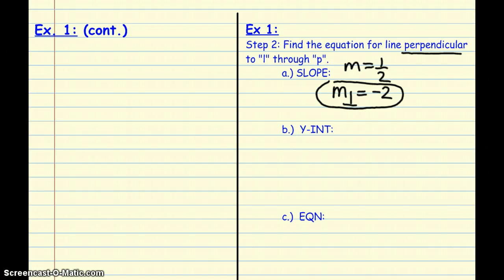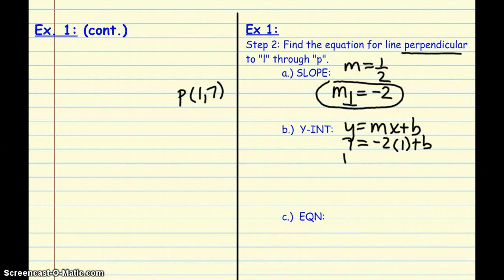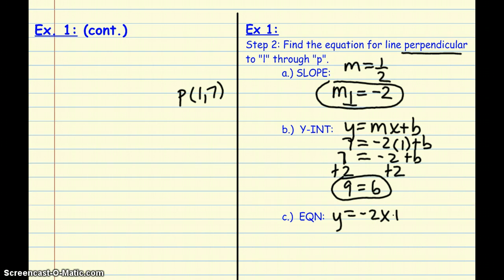The next thing that we're going to do is find the y-intercept. In this case, we're going to use that point P from the previous slide, and that point P is (1, 7). Just like we did before, we substitute into the slope-intercept form. So I've got 7 equals -2 times 1 plus b. 7 equals -2 plus b. I'm going to add 2, so I get 9 equals b. So our perpendicular line is y equals -2x plus 9.